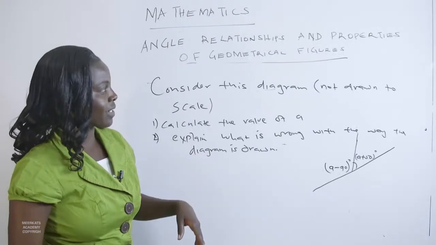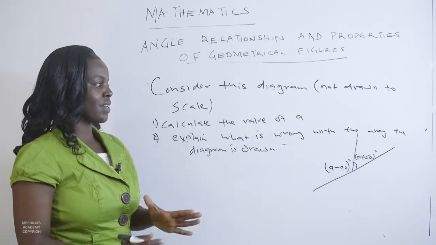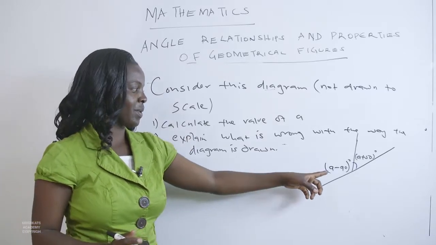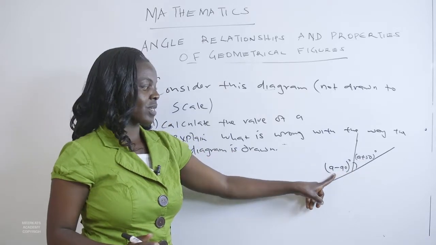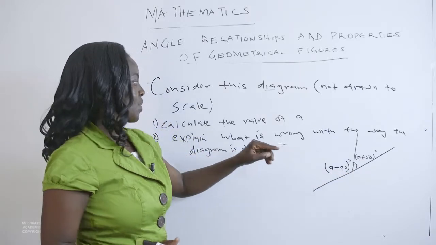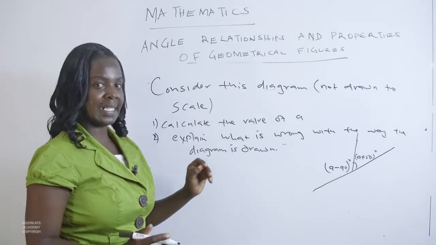So consider this diagram. This diagram is not drawn to scale. Calculate the value of A. We have this angle measuring A plus 50, and this one is A minus 90. So we are told to calculate the value of A. What do we do?